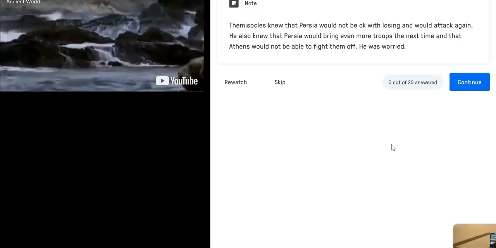So again, before we start writing, Themistocles knew that Persia would not be okay with losing and would attack again. He also knew that Persia would bring even more troops the next time and that Athens would not be able to fight them off. He was worried about this. So go ahead and get that into your notes. That's going to be a pretty big deal. He knows Persia's coming back.